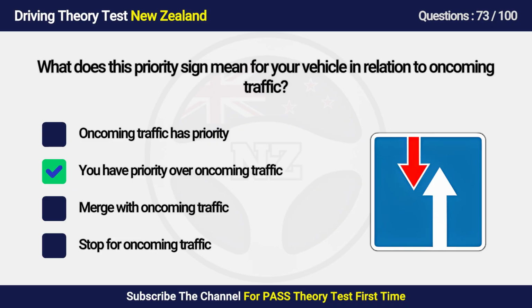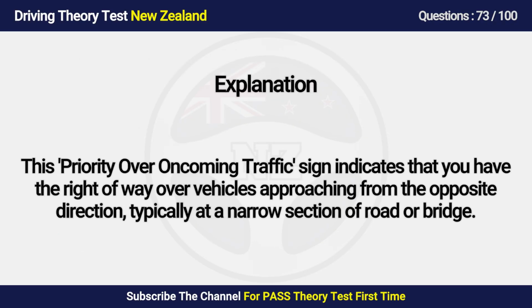Answer is B. You have priority over oncoming traffic. This priority over oncoming traffic sign indicates that you have the right of way over vehicles approaching from the opposite direction, typically at a narrow section of road or bridge.